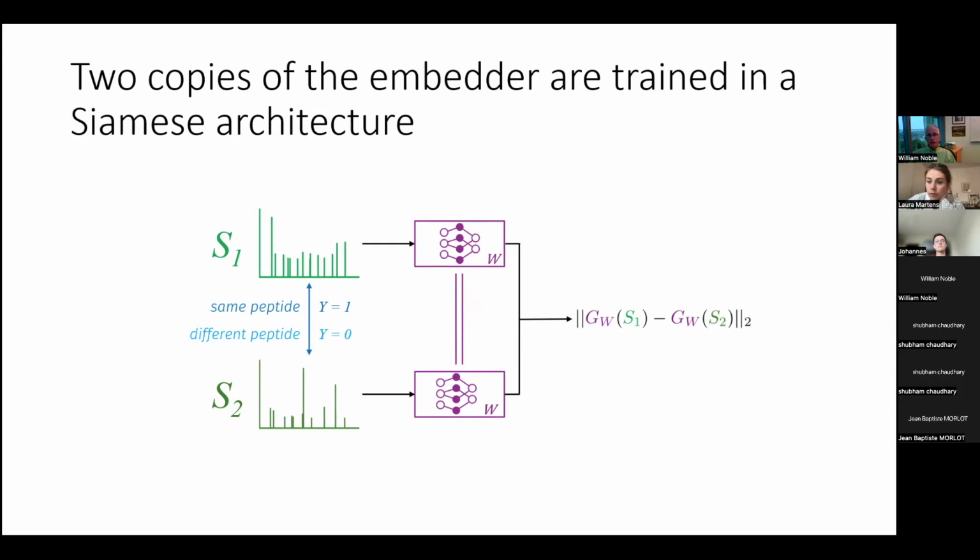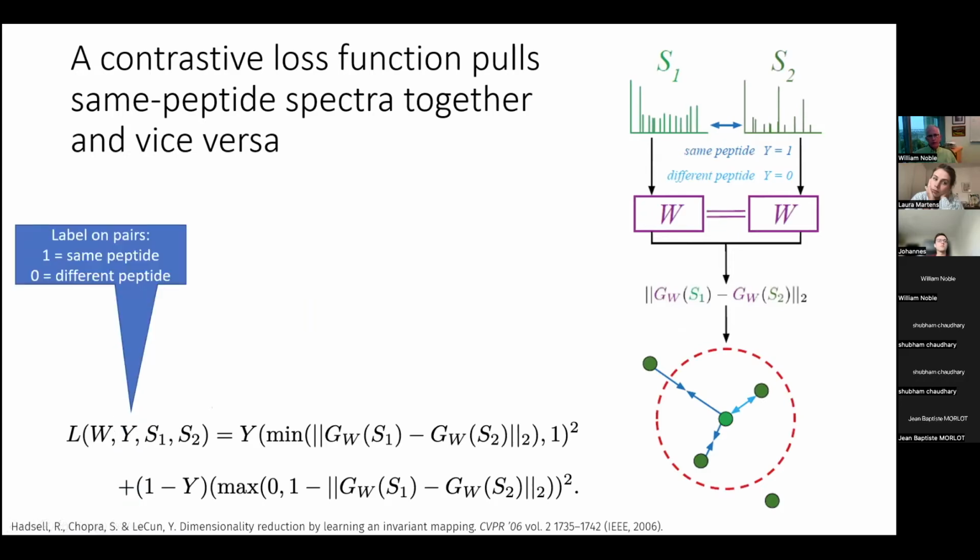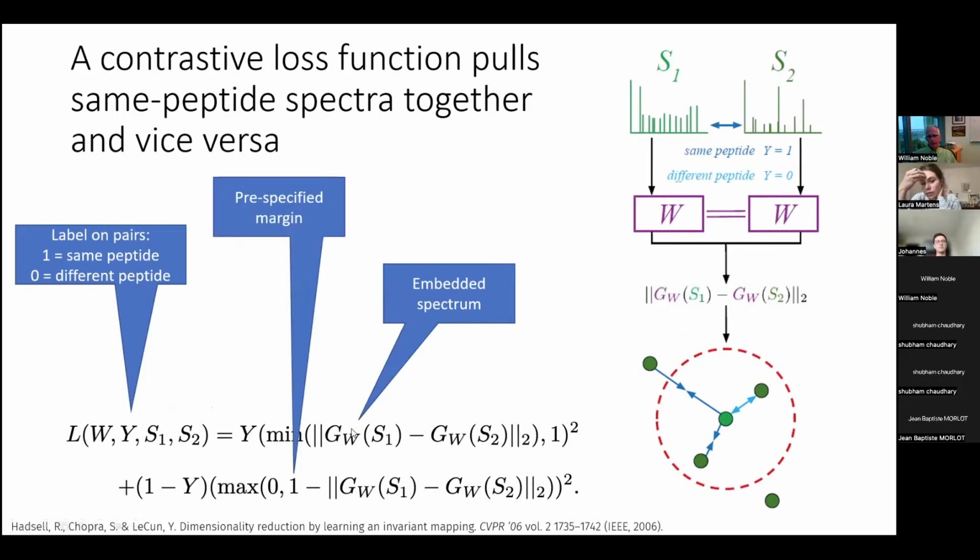The particular loss function that we use is a contrastive loss function that looks like this. So you have your two spectra, and then the weights and the labels. And the labels, as I said, are 1 or 0 for whether the same peptide or different peptide. And then you take both of the embedded spectra, and you are trying to make sure that all the ones that are labeled similarly are close together, and the ones that are labeled differently are far apart, subject to some margin. That's the M, the margin.